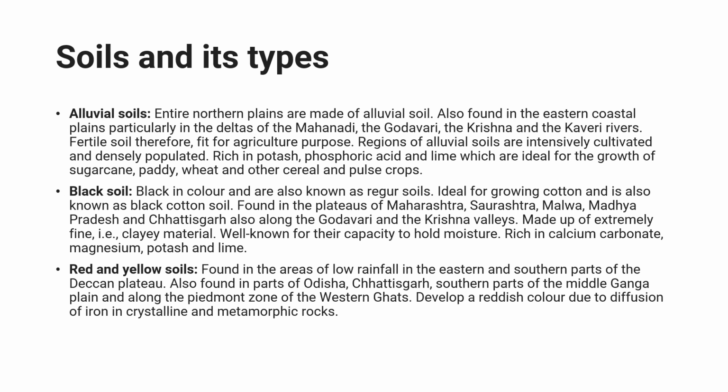What is black soil? Black in color and also known as regur soils. It is ideal for growing cotton and is also known as black cotton soil. It is found in the plateaus of Maharashtra, Saurashtra, Malwa, Madhya Pradesh and Chhattisgarh, and also along the Godavari and the Krishna valleys. It is made up of extremely fine, that is clay, material, well known for its capacity to hold moisture. It is rich in calcium carbonate, magnesium, potash and lime.